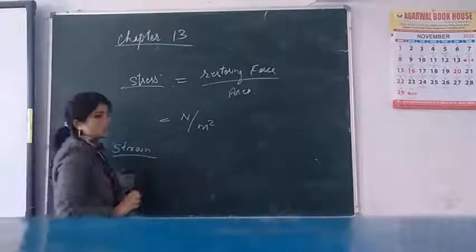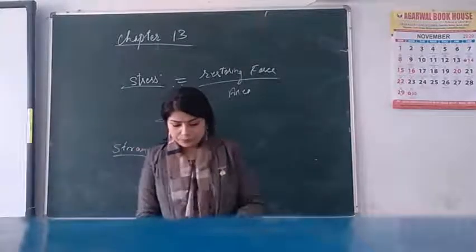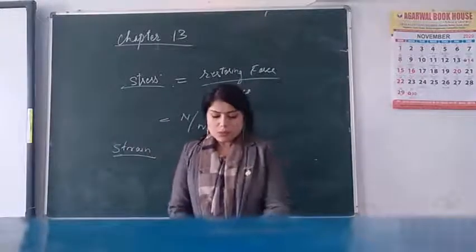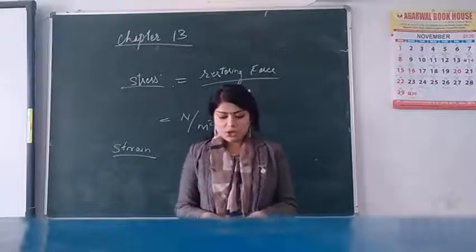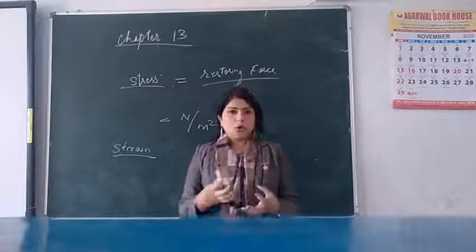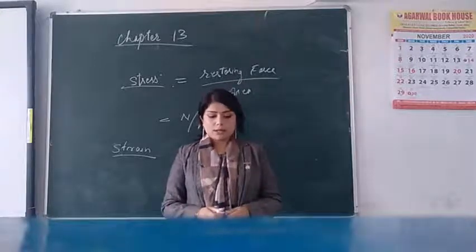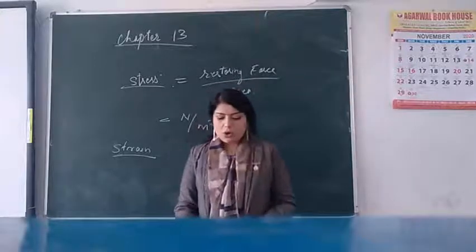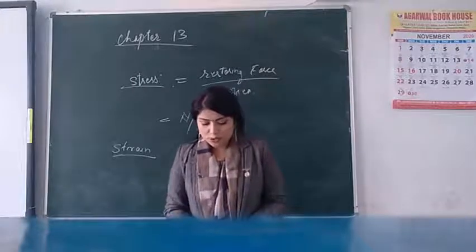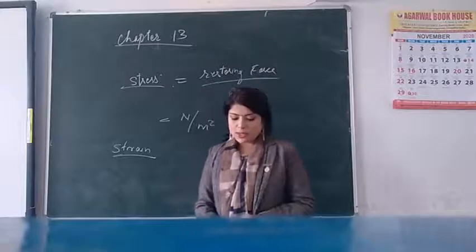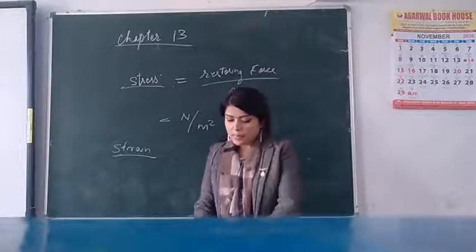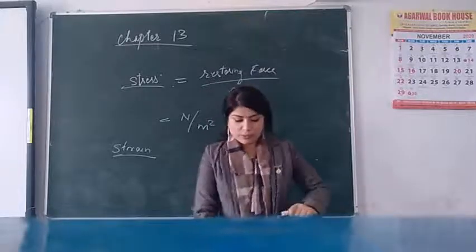Next term, strain. Now, when we apply some external force, what happens? The size and shape will change. The change occurred in a body is known as strain. Okay? The change occurred in a unit size of a body is called strain. It is the ratio of change in length to original length. I'll just give you the formula of strain.